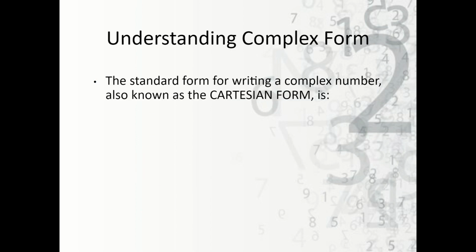So when we write it that way, it is called Cartesian form. So this is the standard form for writing a complex number. And it looks like this, a plus bi. Now a and b should both be real numbers. And then i obviously stands for imaginary.